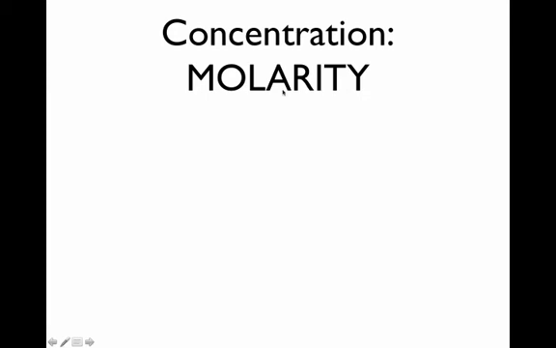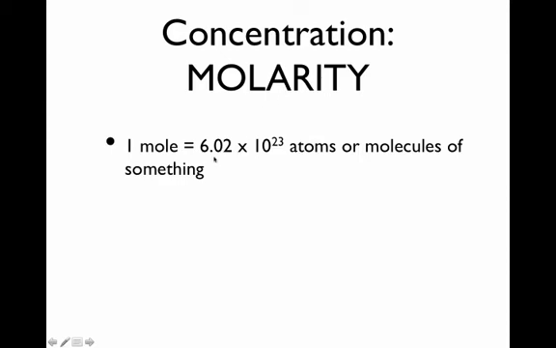So just as a refresher, 1 mole is 6.02 times 10 to the 23 things. Usually atoms or molecules is what you're talking about. And how many moles of something, again, just as a refresher, is how many groups of 6.02 times 10 to the 23 things that you have. So if you have 2 moles, you have 2 groups of 6.02 times 10 to the 23.